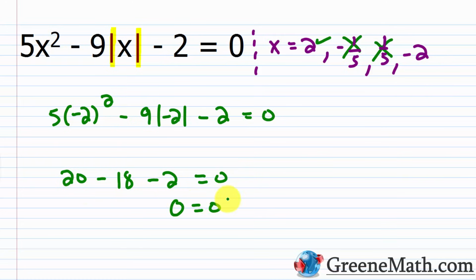So you get 0 equals 0. So this does work out as well. So this gave us 2 solutions, x equals 2 or x equals negative 2. So I can just erase those. Just kind of tighten this down and say negative 2 there.